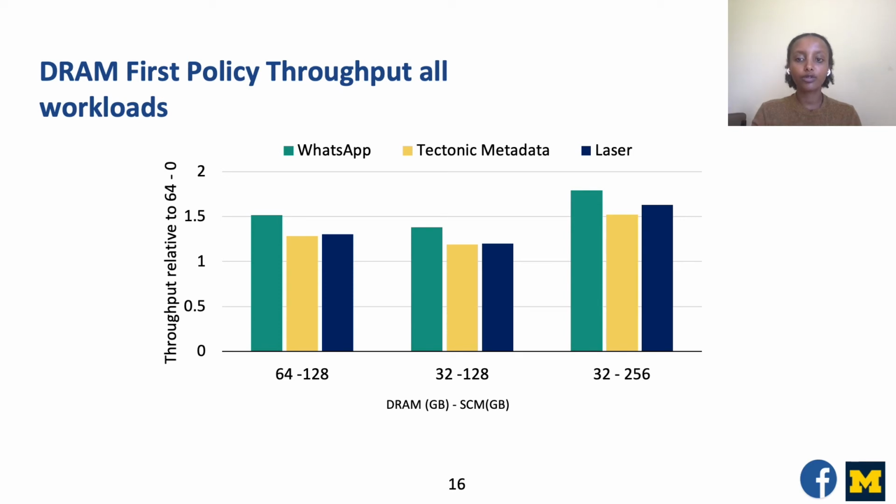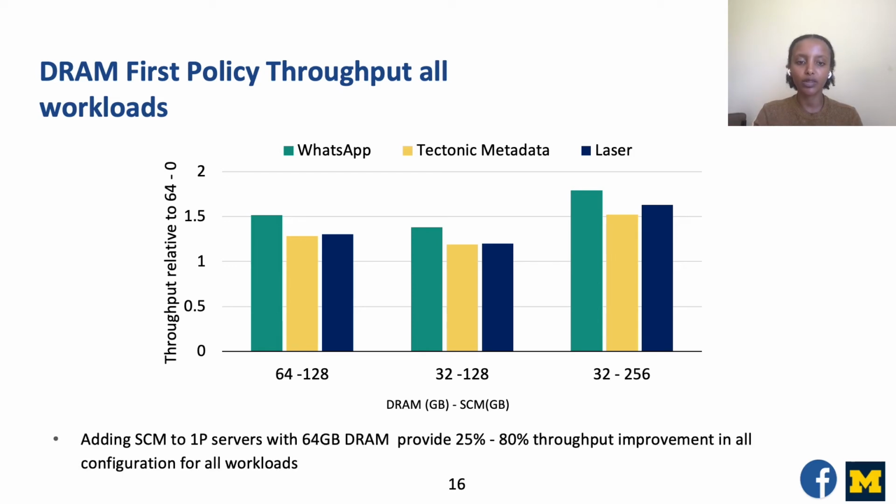This is the throughput comparison of the 3 workloads we used for the DRAM first policy. On the x-axis, we have the 3 server variants we used, and on the y-axis, we have the throughput normalized to the 64.0 configuration, which is the 1P server. Here, we're talking about throughput, so higher is better. As we see in the graph, adding SCM to 1P servers with 64 gigabytes of DRAM provides 25% to 80% throughput improvement in all configurations for all workloads.